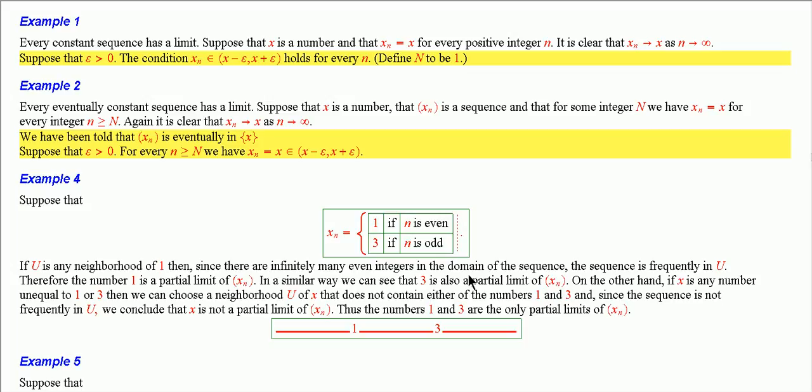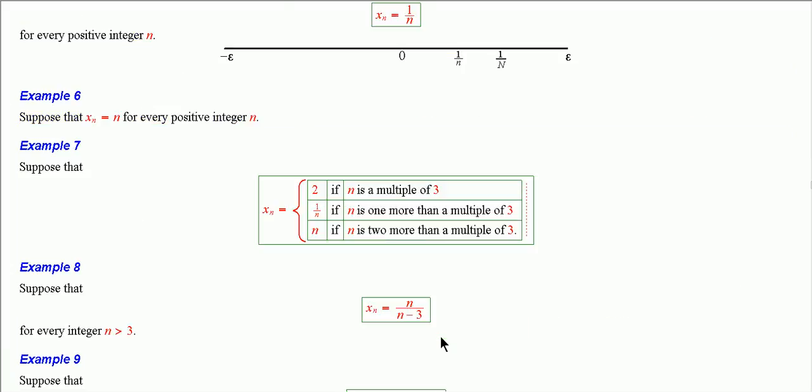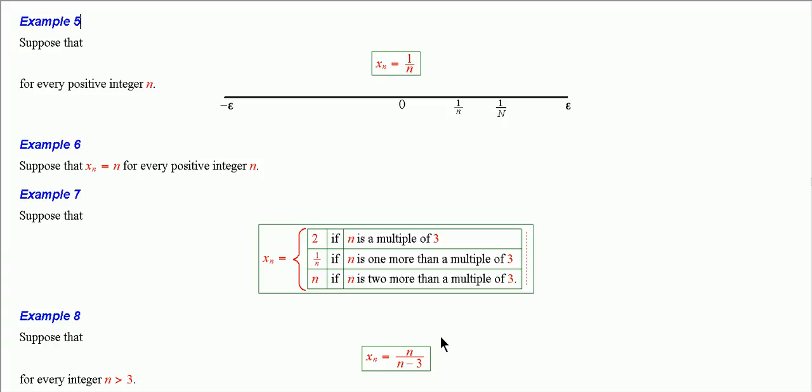I want you to then see that the number 1 is a partial limit of the sequence. The number 3 is a partial limit of the sequence. And no other number can be a partial limit of the sequence. Okay? That's what I want you to do. I will spend a bit more time on number 5.